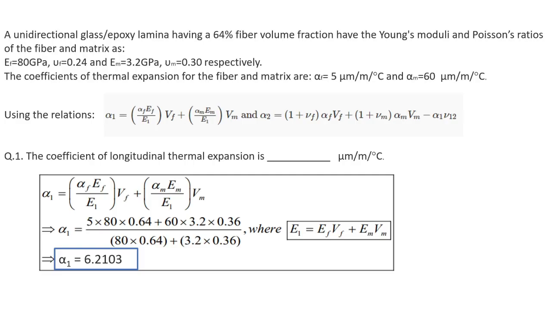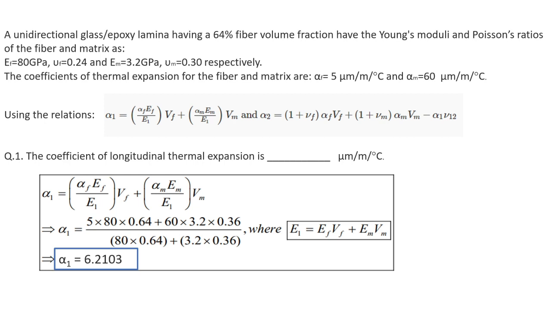First question is, a unidirectional glass epoxy lamina having a 64% fiber volume fraction has the Young's moduli and Poisson's ratio of the fiber and matrix as EF equal to 80 gigapascal, mu F equal to 0.24, and EM equal to 3.2 gigapascal and mu M equal to 0.3 respectively. The coefficients of thermal expansion for the fiber and matrix are alpha F equal to 5 micrometer per meter per degree centigrade and alpha M equal to 60 micrometer per meter per degree centigrade.